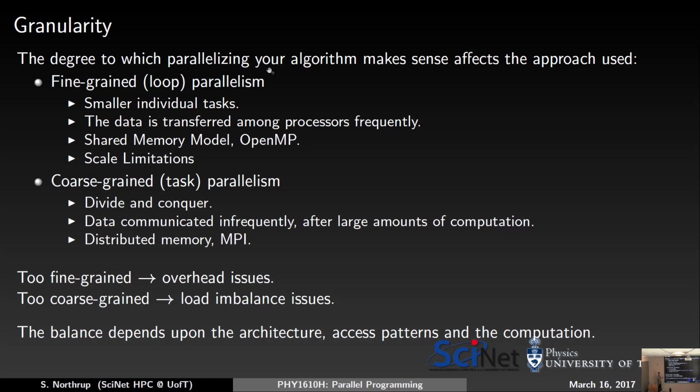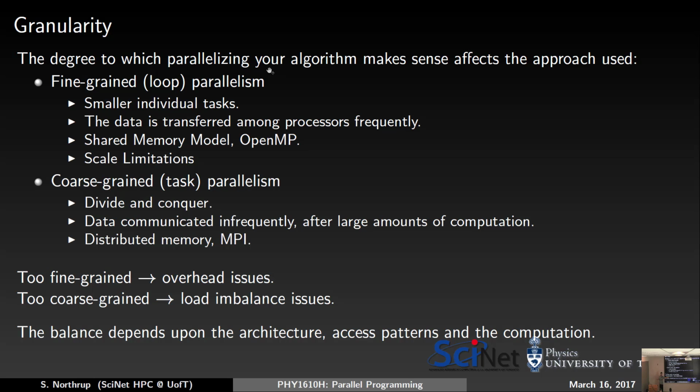Now you may have some mix of both of those. Typically you might, because you do have loops inside there, but you also need to be able to break it up into a series of pieces, right? So if something's too fine-grained, you spend all your time in overhead. If it's too coarse-grained, then you can run into load imbalance.